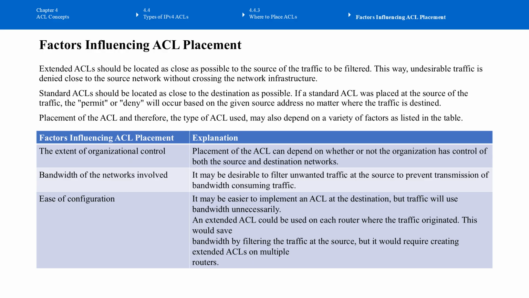Second, the bandwidth of the networks involved. It may be desirable to filter unwanted traffic at the source to prevent transmission of bandwidth-consuming traffic. Third, the ease of configuration. It may be easier to implement an ACL at the destination, but traffic will use bandwidth unnecessarily. An extended ACL could be used on each router where the traffic originated. This would save bandwidth by filtering the traffic at the source, but it also requires creating extended ACLs on multiple routers.